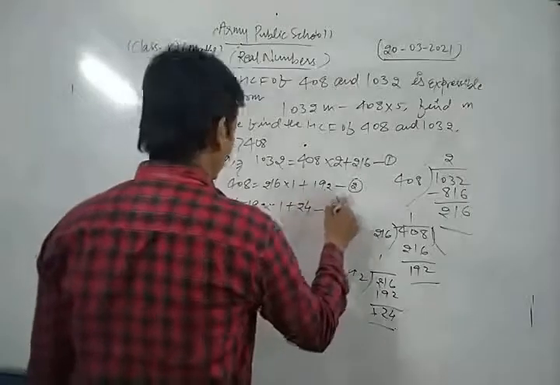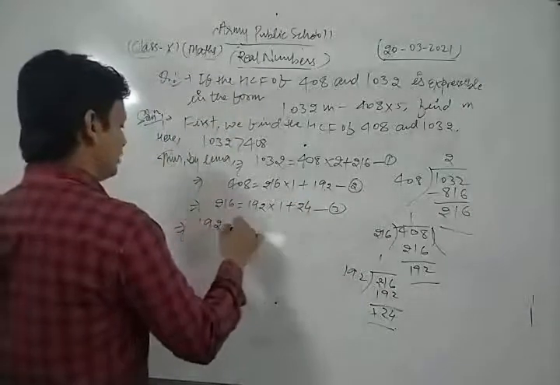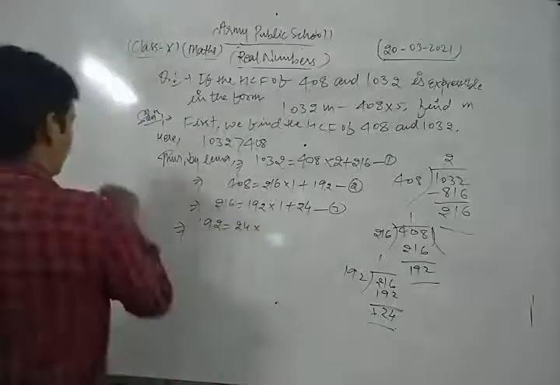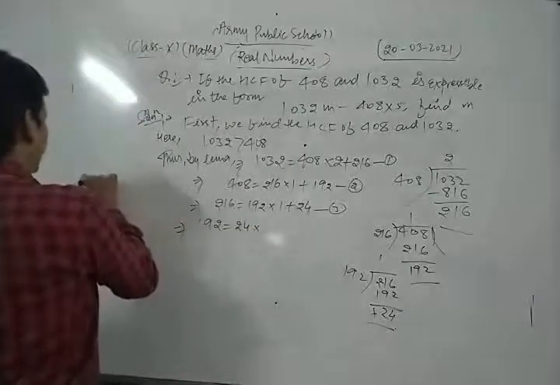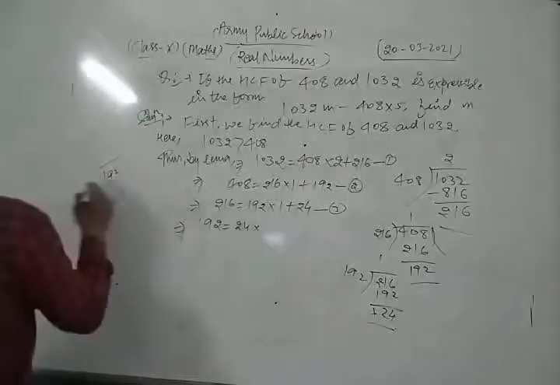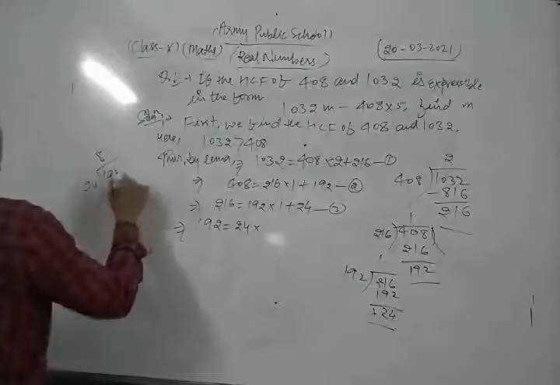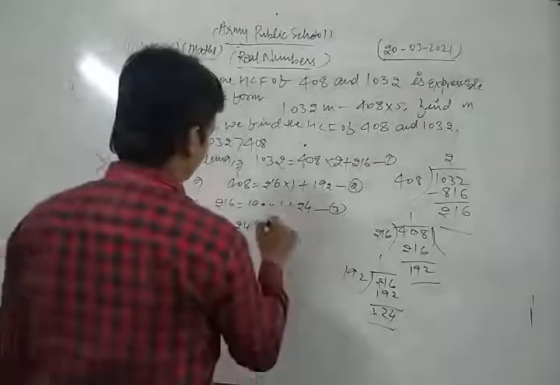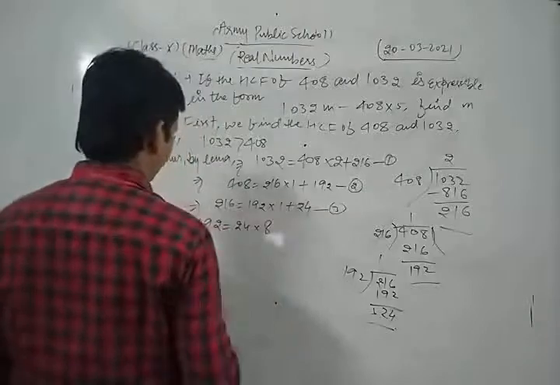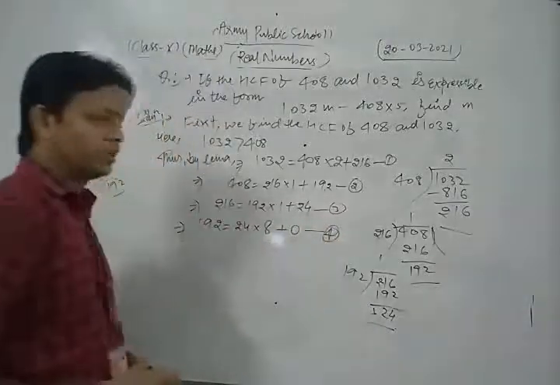Now we take 3 again. Now again we divide 192 by 24. So let's see, 192, this is 24 here. 8 times. So 24 into 8, plus 0. Okay, now let's see.